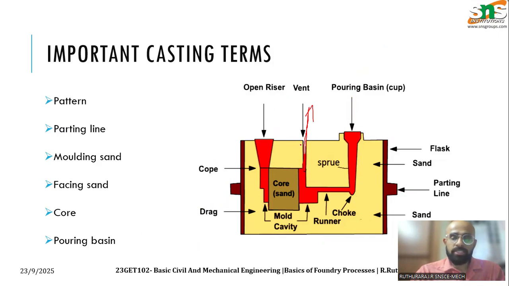If vents are not provided, the gases start to fill here. Once they fill and burst out, you will get a cavity here. If you can imagine it, there will be some defects because the bubble bursts. That's why we provide a vent, to prevent the defects. So that is regarding the outline of sand casting. We will discuss further the need for other parts in the subsequent lecture. Thank you, students.